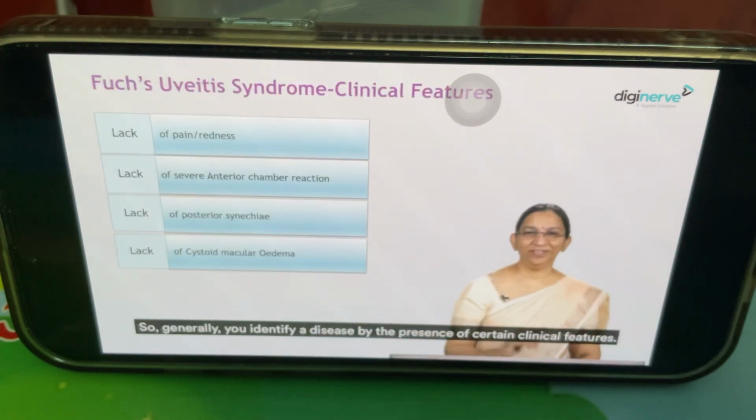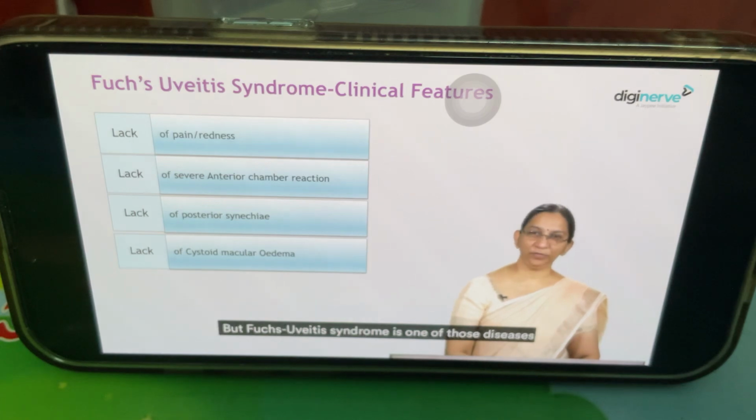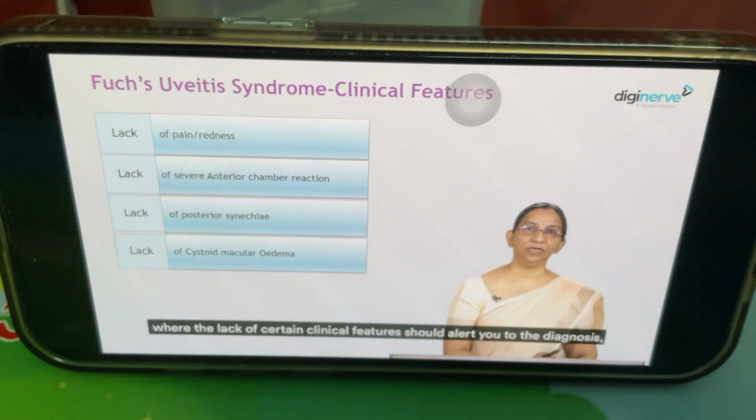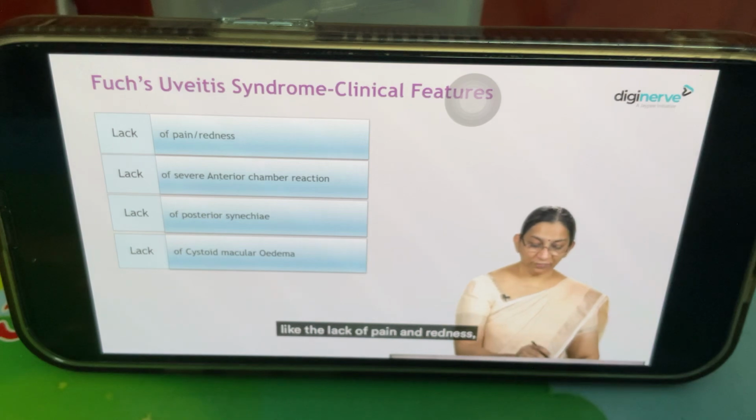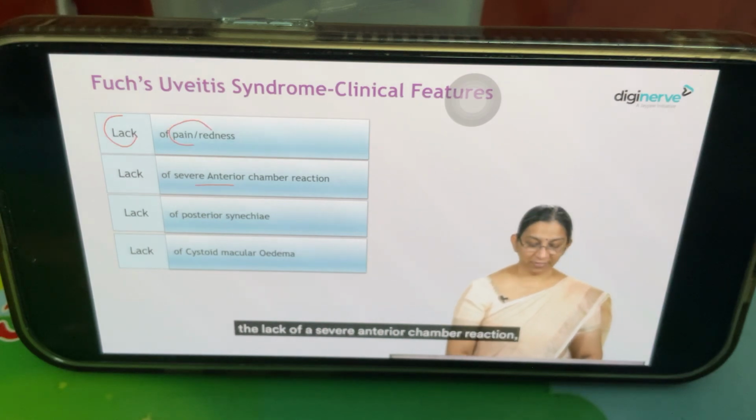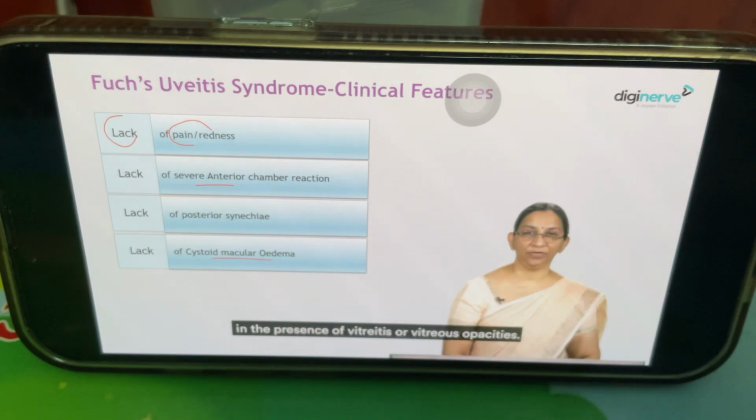So generally, you identify a disease by the presence of certain clinical features. But Fuchs uveitis syndrome is one of those diseases where the lack of certain clinical features should alert you to the diagnosis, like the lack of pain and redness, the lack of a severe anterior chamber reaction, the lack of posterior synechia, and the lack of cystoid macular edema or focal lesions in the presence of vitritis or vitreous opacities.